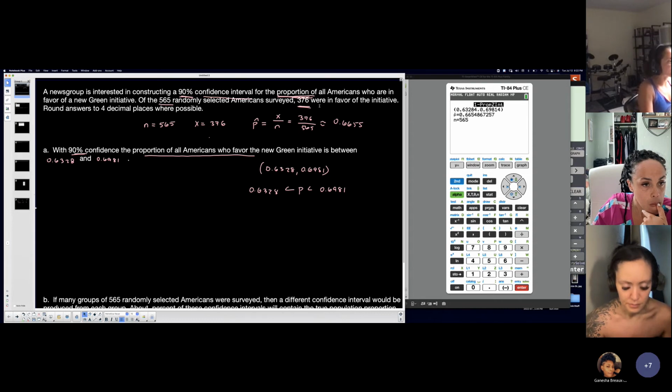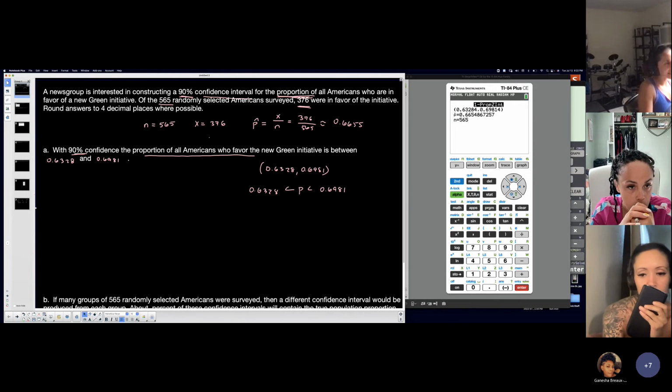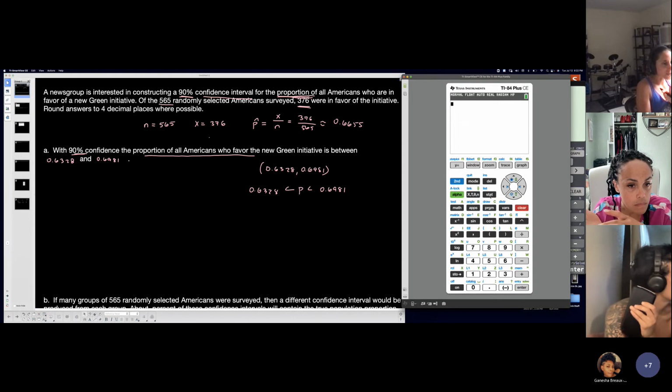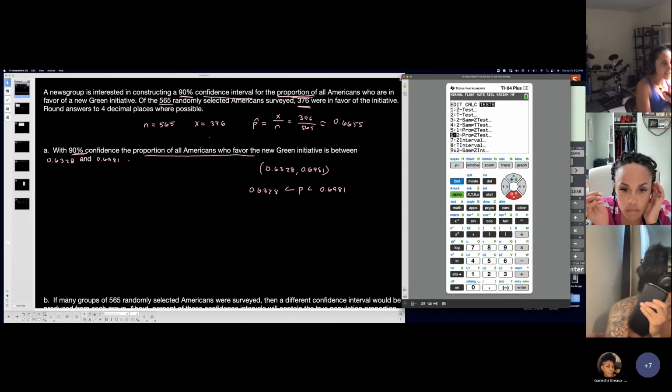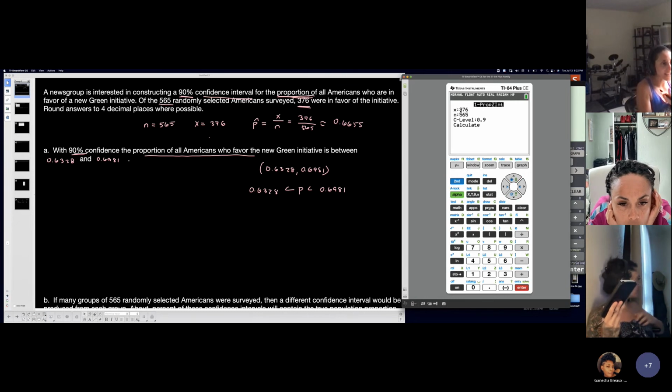So instead of saying, let's say, of the 565 randomly selected Americans surveyed, 66.55% of them were in favor of the initiative. So sometimes they give you p hat. This one doesn't do that. Sometimes they give you p hat instead of X. And in that kind of situation, if I'm using this to find my interval, it asks me for X.